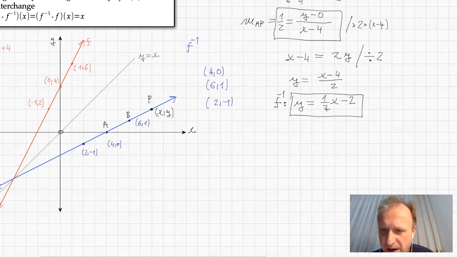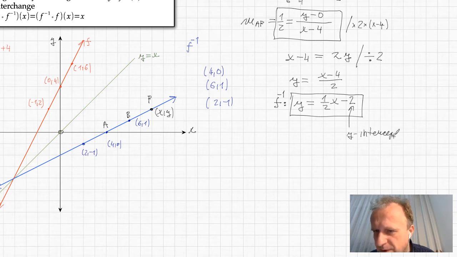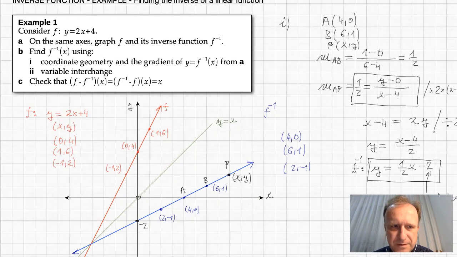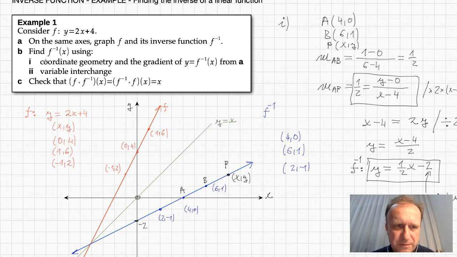Its gradient is 1/2, and its y-intercept, this should be the y-intercept, is -2. And you see really this has the intercept of -2 with the vertical axis and has the gradient of 1/2 because every time you move 1 to the right, you move at the same time 1/2 upwards to stay at the blue line. Okay, so this was the first method of obtaining the function formula for the inverse function using the coordinate geometry.